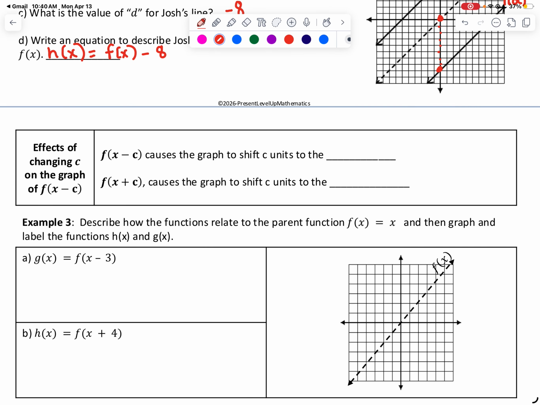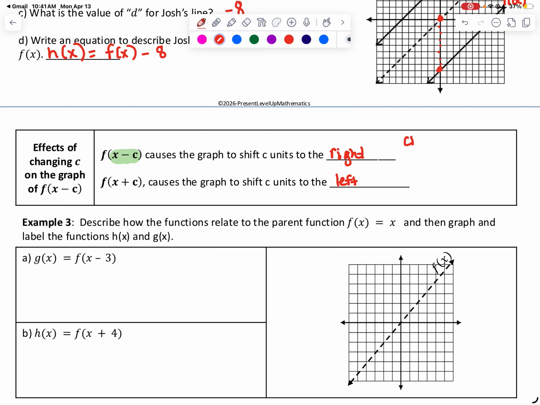So, if I have my constant here in parentheses, that means we're going to move to either the right or the left. So f of x minus c will cause the graph to shift c units to the right. F of x plus c causes the graph to shift c units to the left. It's kind of counterintuitive of how you think it should be.